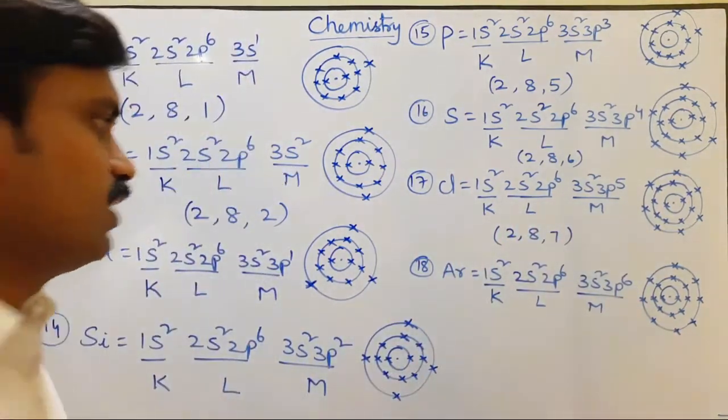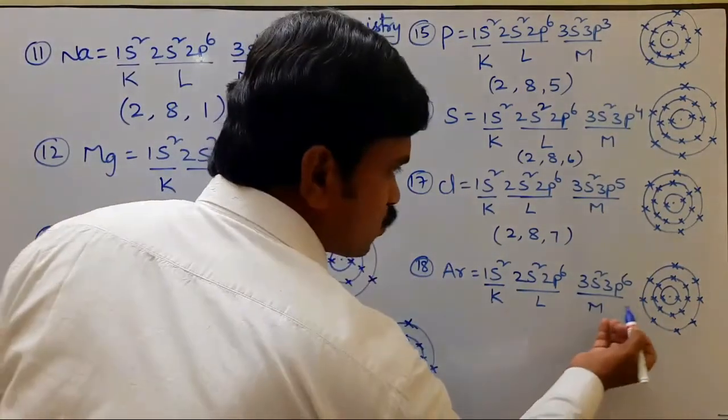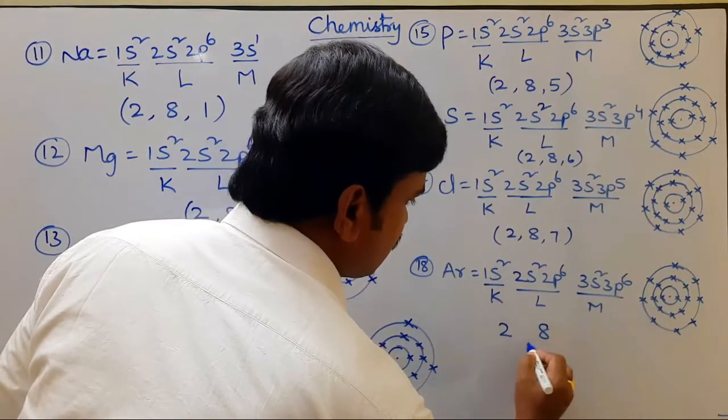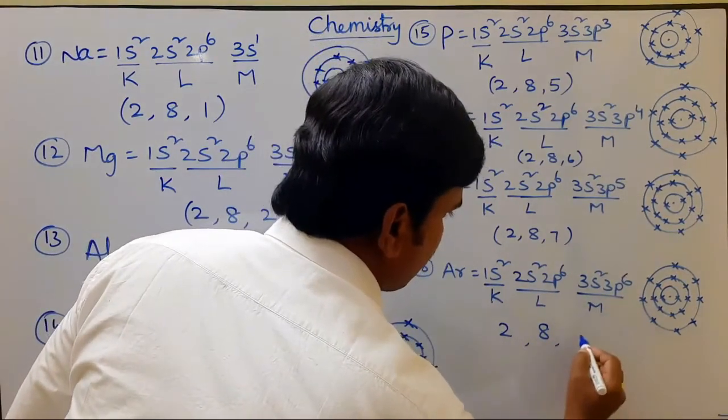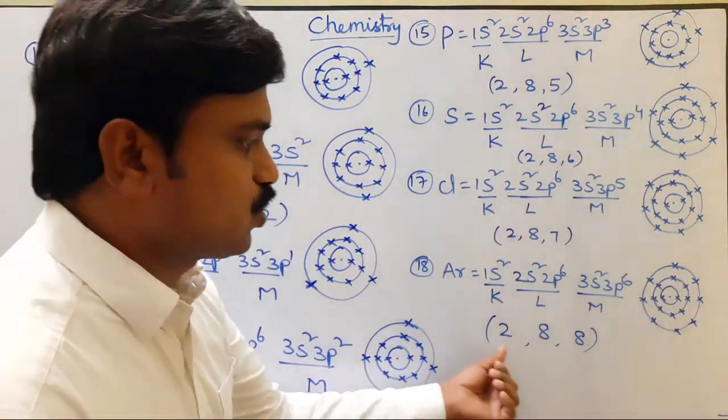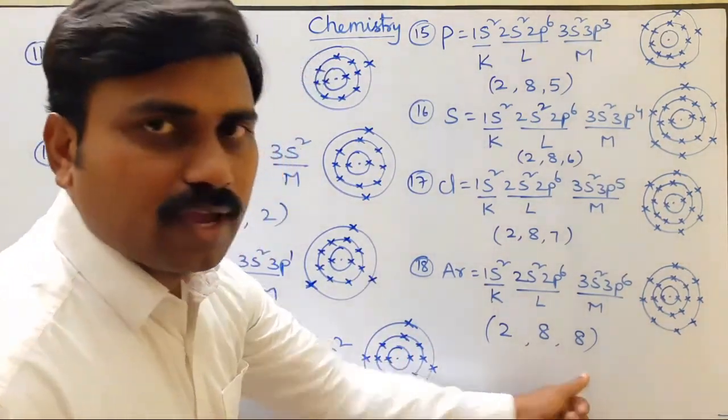The 18th one is argon. Its electronic configuration is 1s2, 2s2, 2p6, 3s2 and 3p6. The K shell has 2 electrons, the L shell has 8 electrons and the M shell also has 8 electrons. So the shortcut electronic configuration of argon is 2, 8 and also 8.